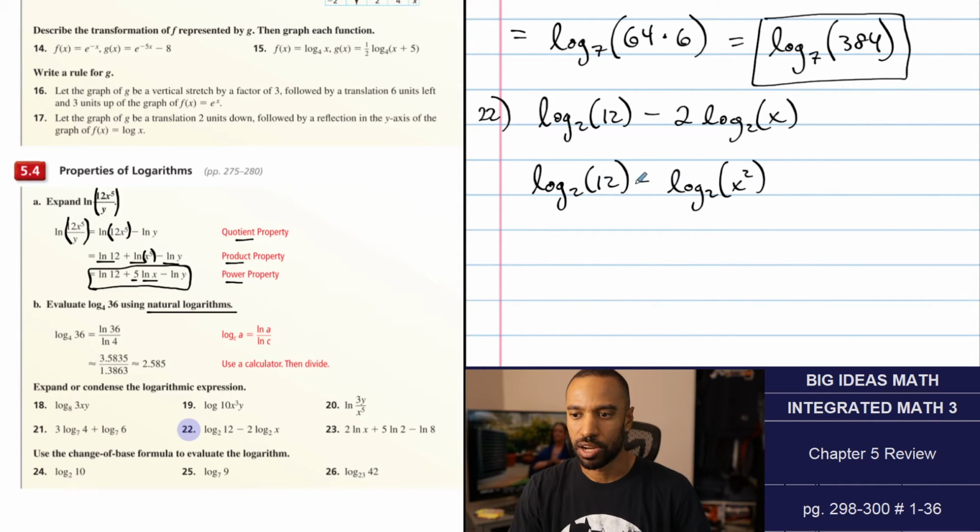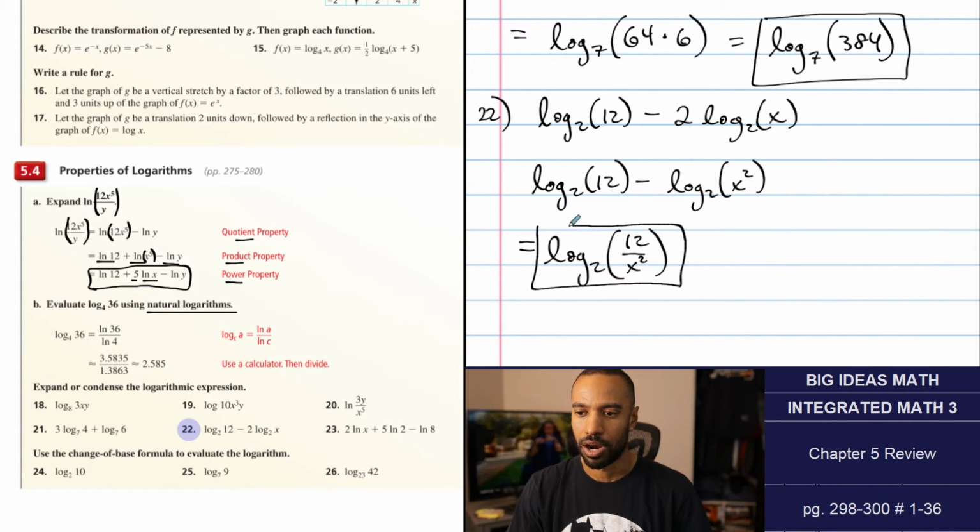Because it's a subtraction of these 2 exponents, right, that's what logs are, that results in the division of these 2 inside of a single log. We're taking the log base 2 of 12 over x squared, and that's all that can be done with it. So we are done with it.